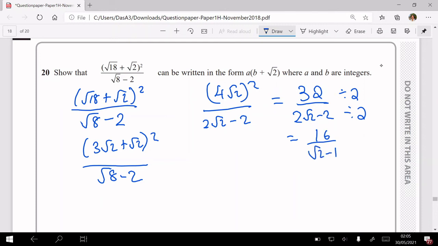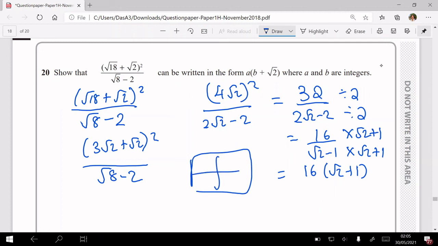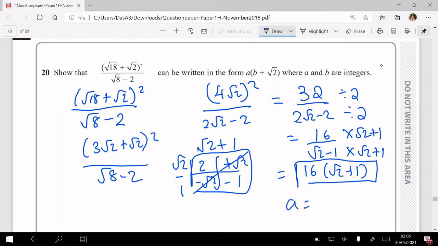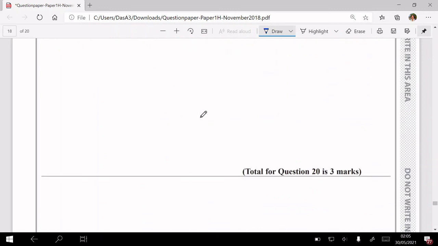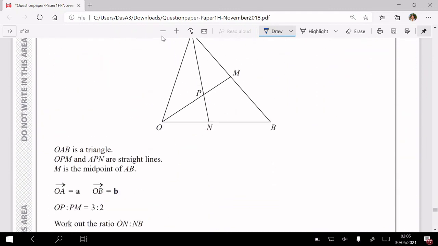Now to rationalize the denominator, you multiply by root 2 plus 1 on both numerator and denominator. For the numerator, you will get 16 times (root 2 plus 1). For the denominator, you can double check that by doing root 2 plus 1 times root 2 minus 1, which gives you 2 plus root 2 minus root 2 minus 1, and the root 2 terms cancel. 2 minus 1 is 1. So the answer is 16(root 2 plus 1), which means a is equal to 16 and b is equal to 1. So that's pretty much it with question number 20. Let's move on to the next one.